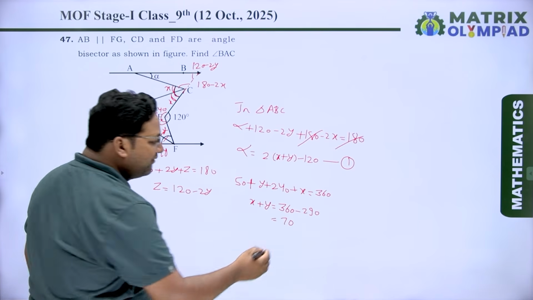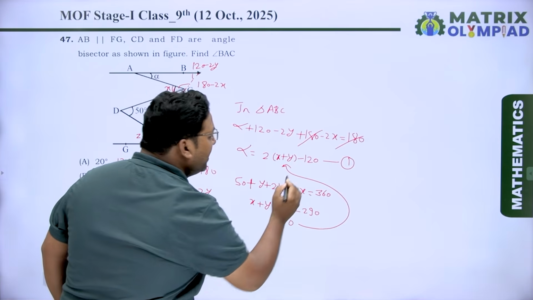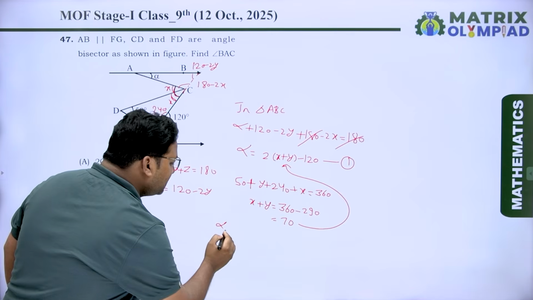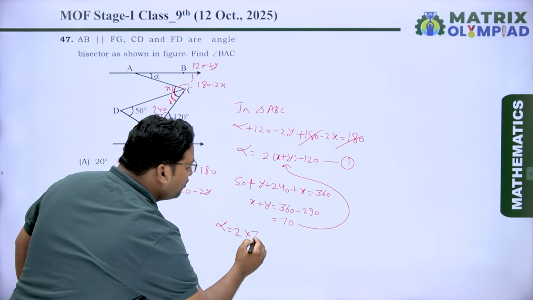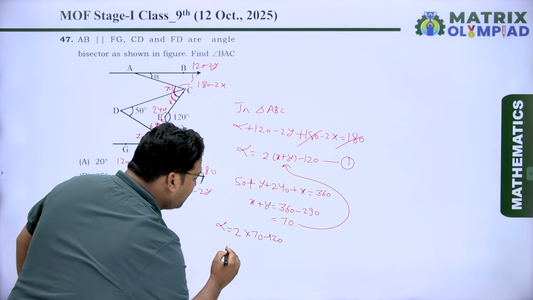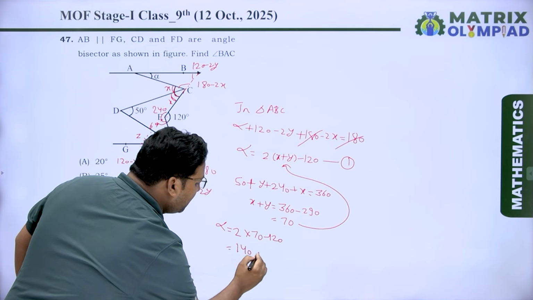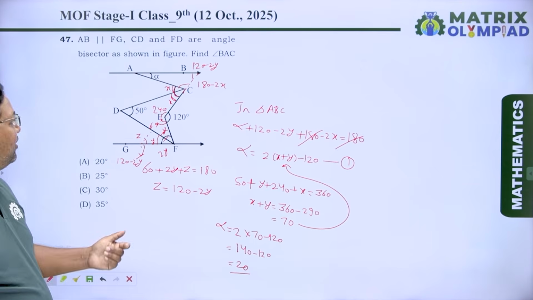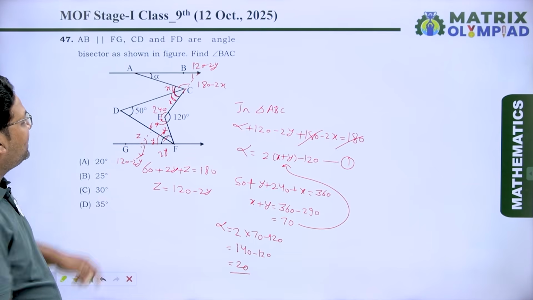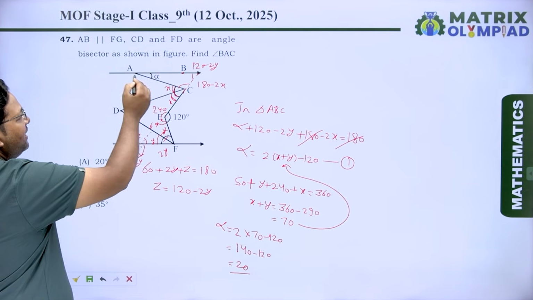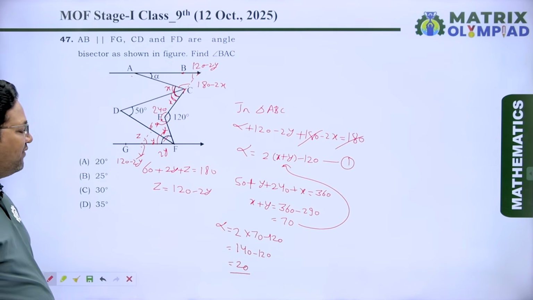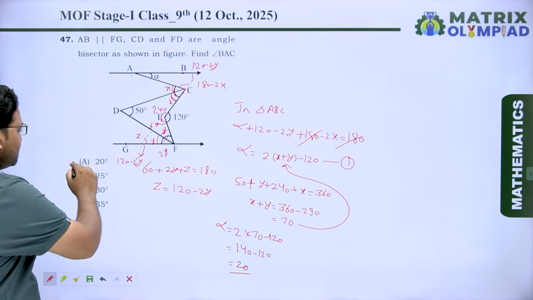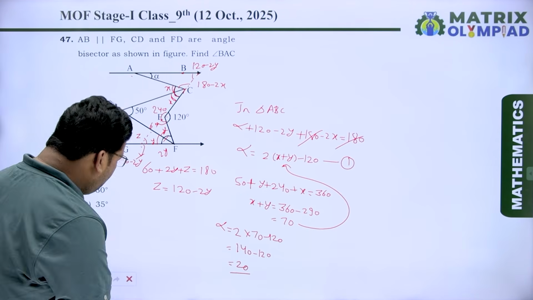Now we have to substitute the value of x plus y in equation number 1. So we will get the value of alpha is 2 into 70 minus 120. 2 into 70 is 140 minus 120, which is equal to 20 degrees. So the value of angle BAC, here you can see angle BAC means alpha. So the value of angle BAC is 20 degrees, which is in option A. So option A will be the right answer.